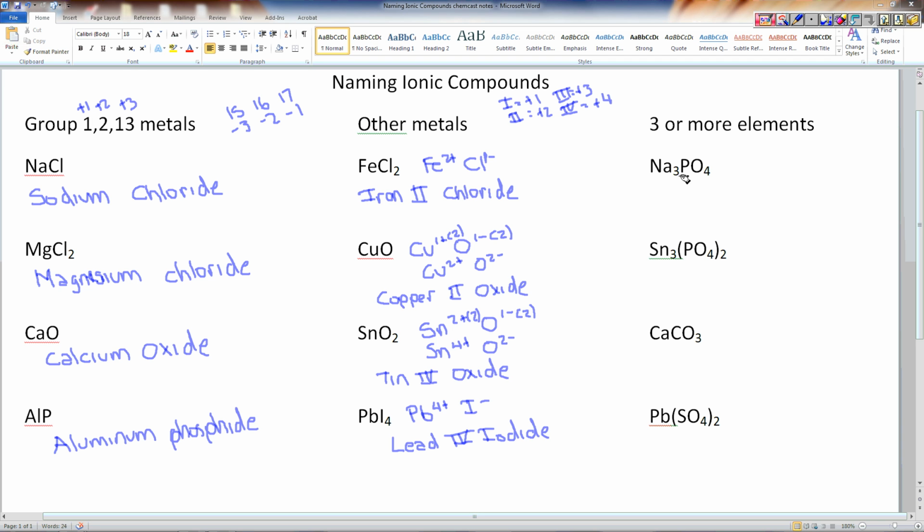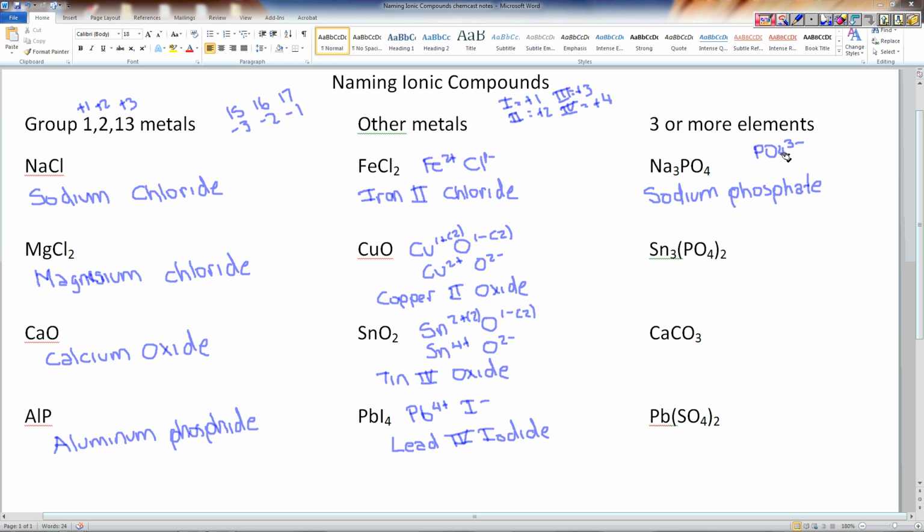Alright, so how do we name this? Well, name the metal. This is group 1. We don't need to do the whole uncrisscross thing. And the polyatomic ion here is phosphate. Phosphate is just PO4 with a negative 3.